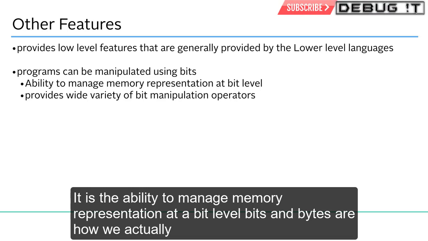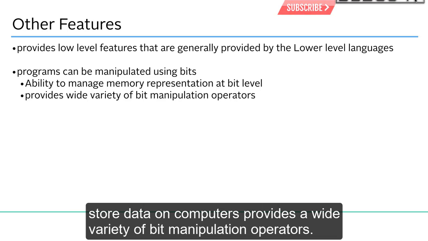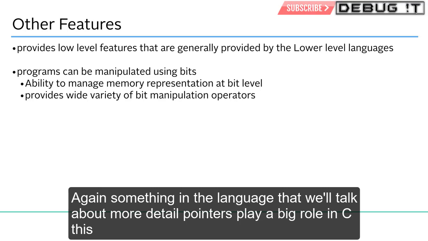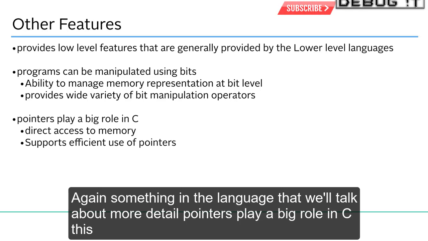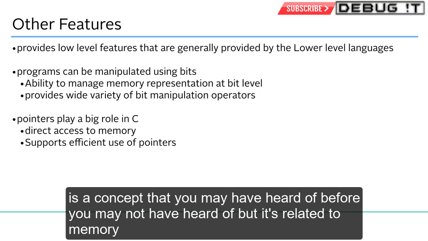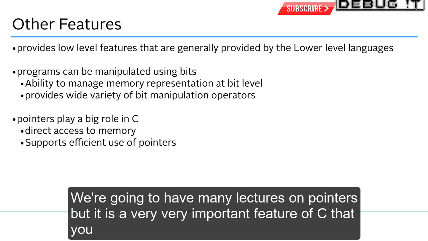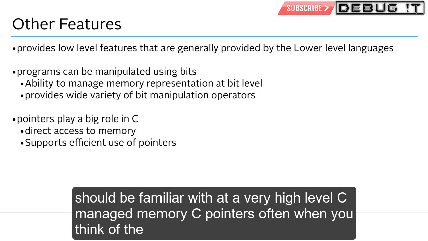Bits and bytes are how we actually store data on computers. C provides a wide variety of bit manipulation operators. Again, something in the language that we'll talk about in more detail. Pointers play a big role in C. This is a concept that you may have heard of before, you may not have heard of, but it's related to memory management. We're going to have many lectures on pointers. But it is a very, very important feature of C that you should be familiar with at the very high level.